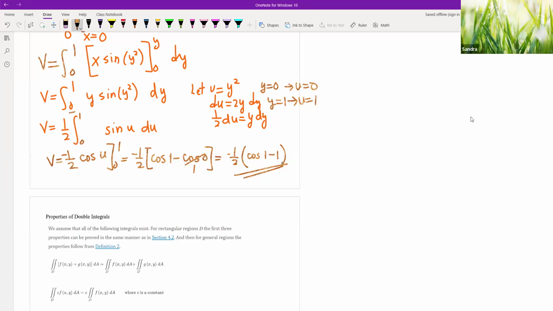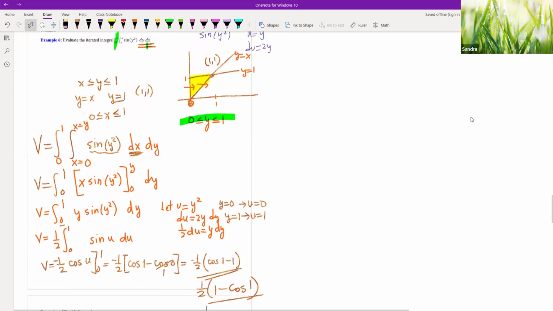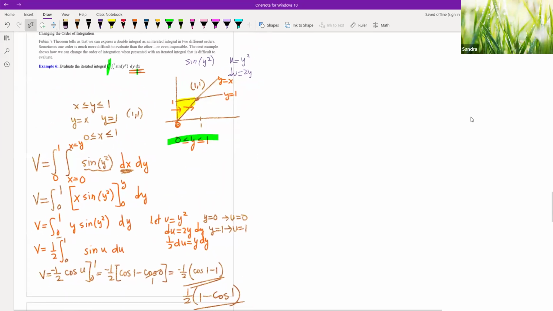I can also distribute the sign if you want to. If you don't like the outside sign, we can also write our answer as positive 1/2, 1 minus cosine of 1. So either way, it's a correct answer. Okay, so there are times when you're going to have to interchange because the way it was given to you, it was not a nice integral. And so if that's the case, you are going to have to move them around in the way we did here.